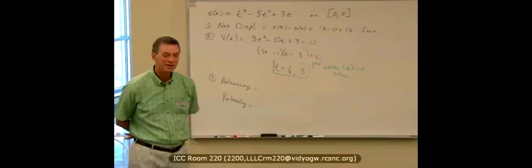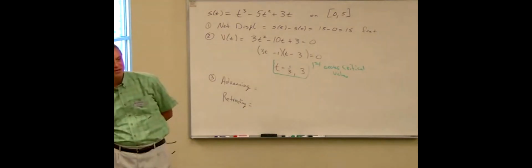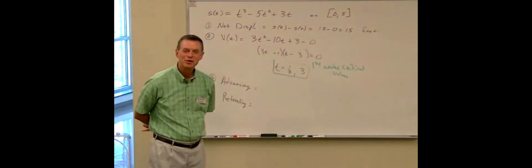Okay. We do number 3, find subintervals advancing and retreating. So what did you decide there? How did you decide that? You didn't get velocity, so you couldn't finish the problem. Because you got the velocity function, you should have been able to finish the problem. So when is it advancing and when is it retreating?